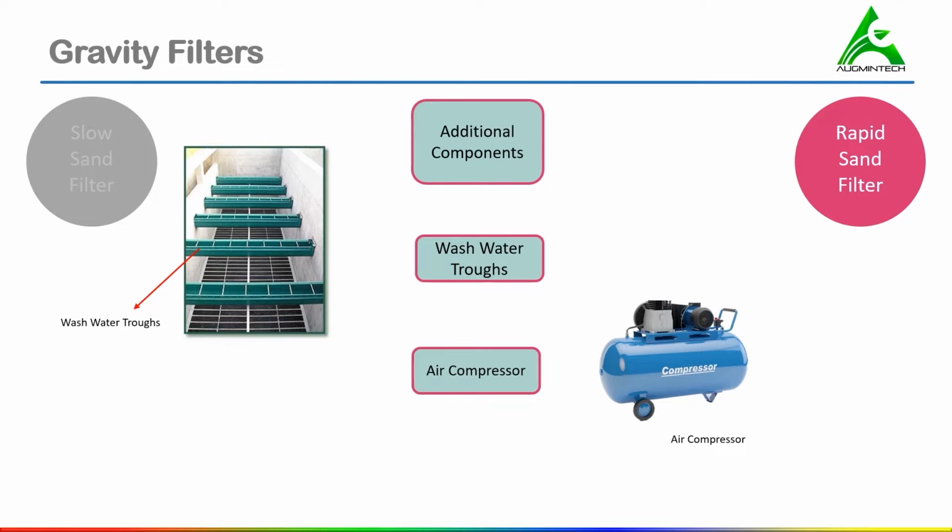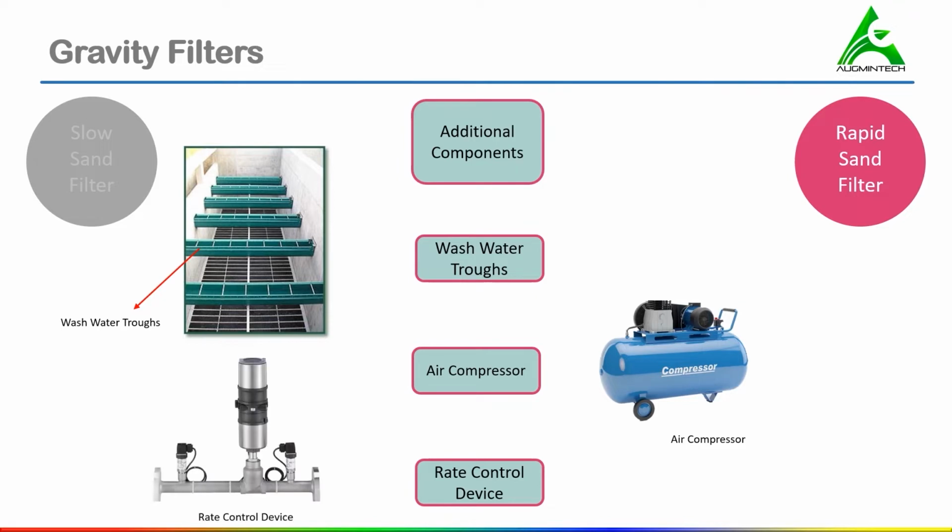Next we have the rate control device. It is essential to maintain a constant rate of filtration irrespective of loss of head through the filter. So, here we have the rate control device. The rate control device is important because a sudden increase in the rate of filtration may cause water to break through the filter material without proper treatment, and a sudden reduction in the rate of filtration may release a bubble of gas retained in the sand, causing it to make a hole through the filter bed.